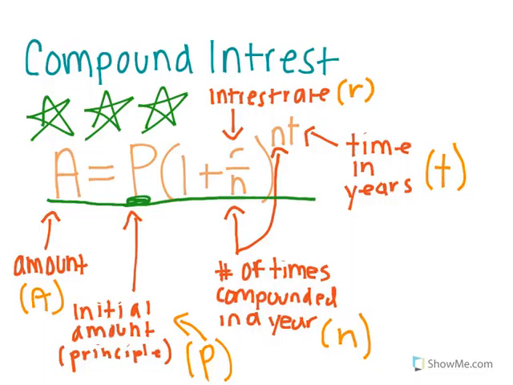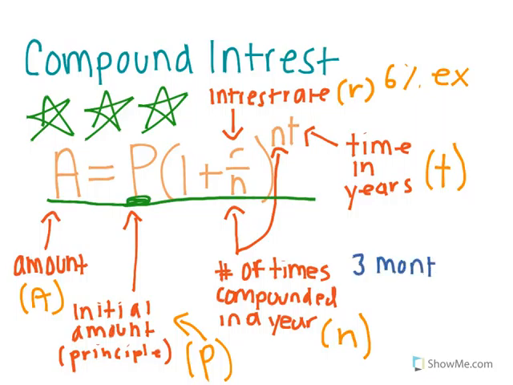This 1, that's just a 1, plus R is the interest rate. So if they give you a rate, it's usually given in a percent, like 6% for example. And N is the number of times compounded in a year. Most commonly, it's just going to be 1.